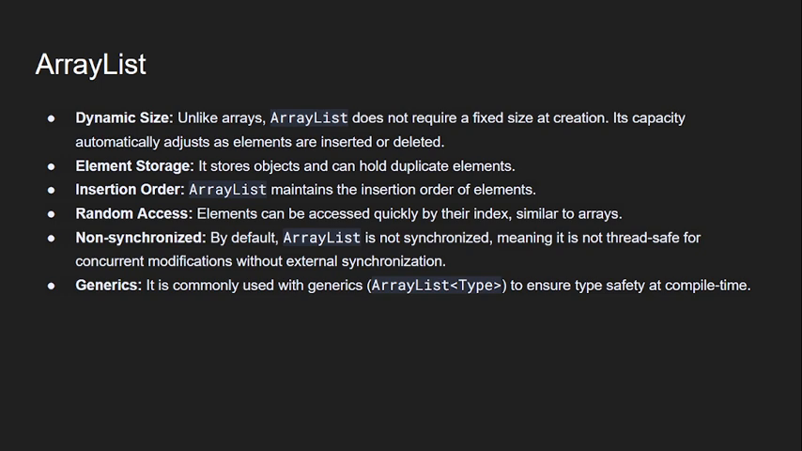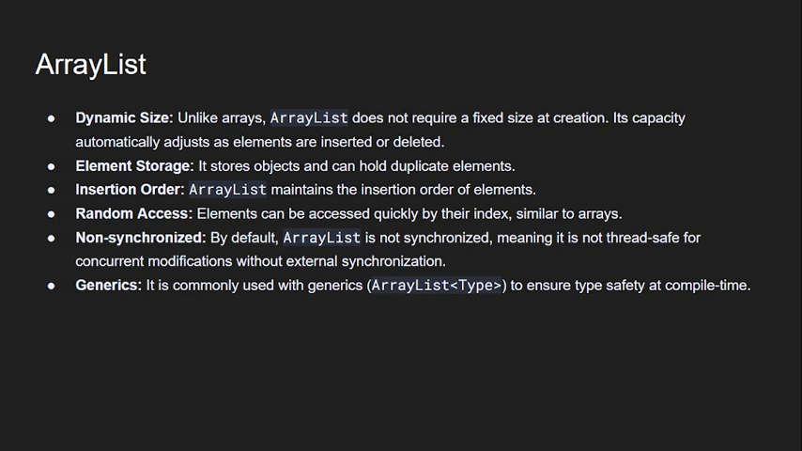Random access: elements can be accessed quickly by their index, similar to arrays. So ArrayList is basically based on arrays. Similar to arrays, we can access the elements of our ArrayList by putting the index of that particular element.